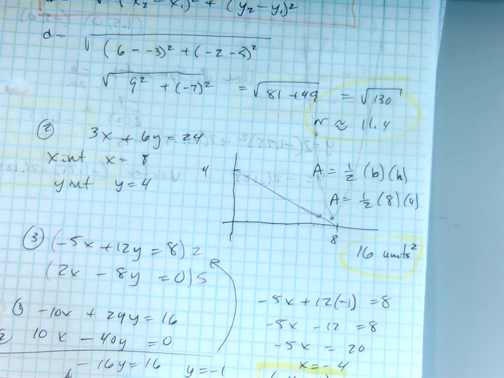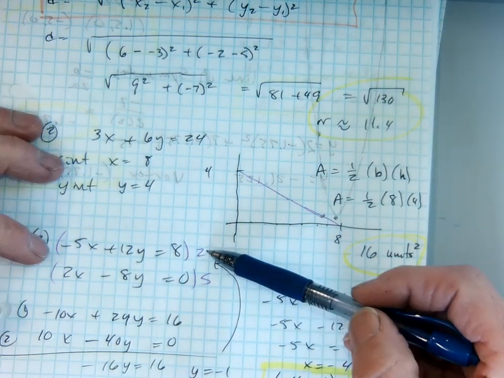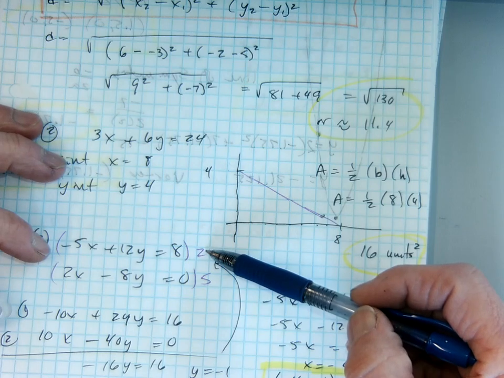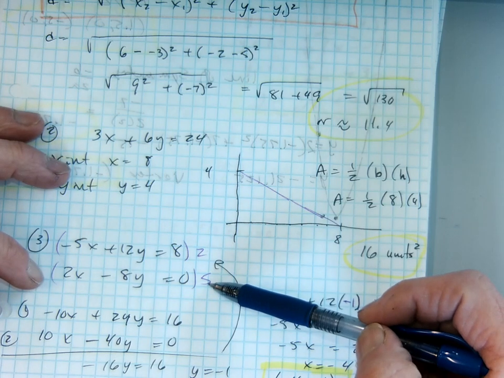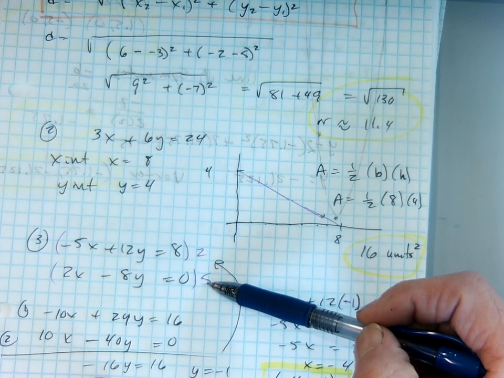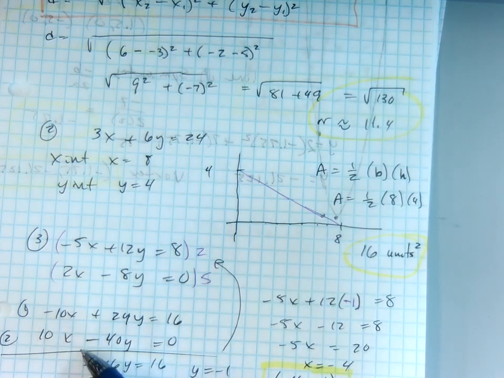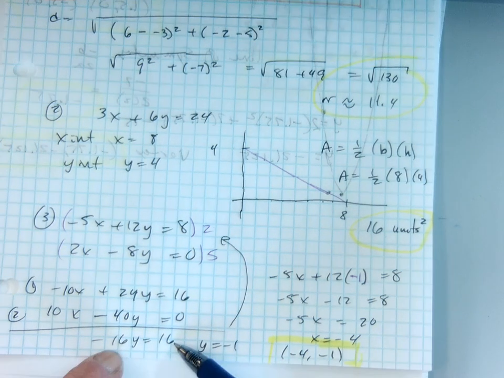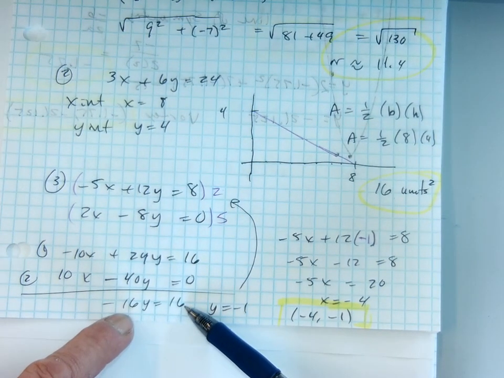Number 3, to find the solution, I need to do the elimination method. So I multiply the first one by 2 to get negative 10, the second one by 5 to get negative 10, or positive 10. When I cancel, multiply it all the way through, change the equations. I add straight down, I get negative 16y equals 16. Divide by negative 16, I get y equals negative 1.